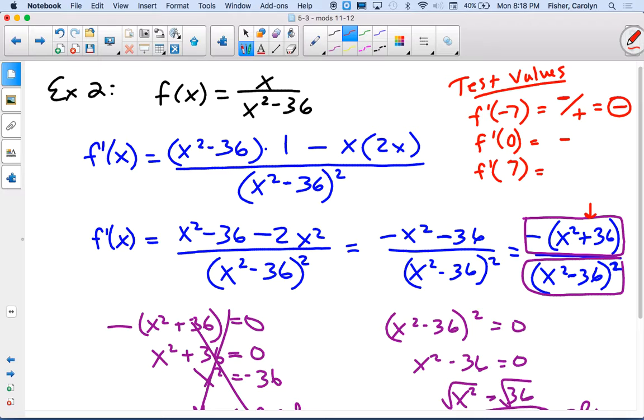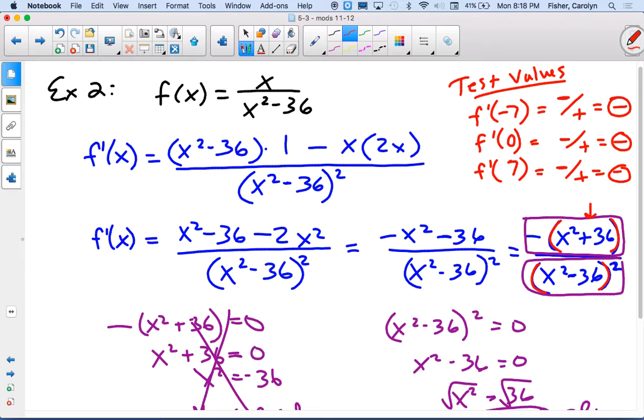So I've got a negative divided by a positive, which is giving me a negative. And then the last one, 7, I'm still getting, basically the inside of the parentheses here is always positive, and so is this once I square it. So I'm getting a negative out front, and mine's in the numerator. So I'm getting a negative again.